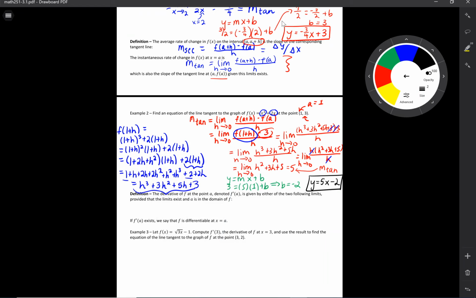I know that this is a lot of algebra, especially finding this f of 1 plus h business. So it might be a good idea to brush up on some foiling or expanding if you're not super comfortable with it.